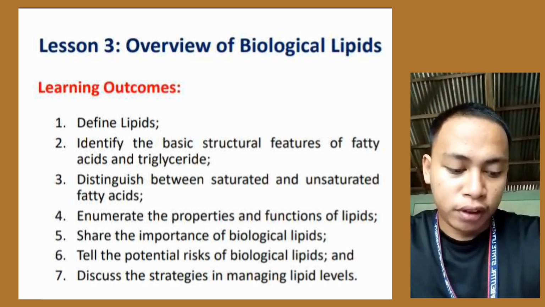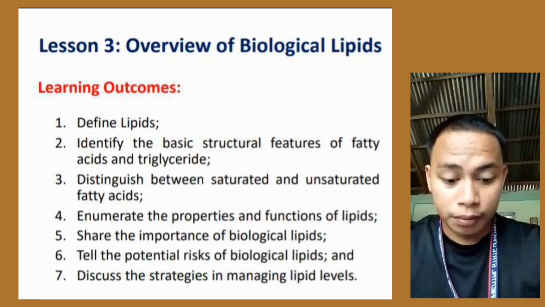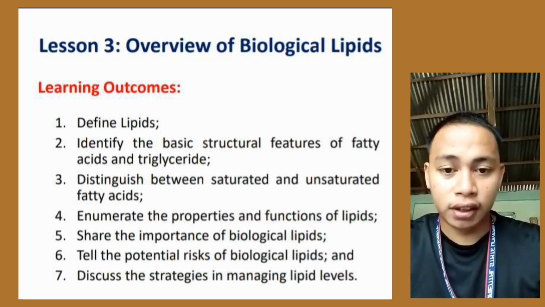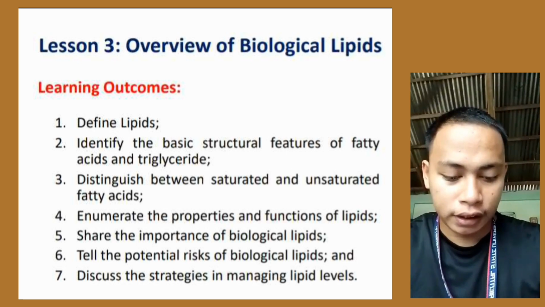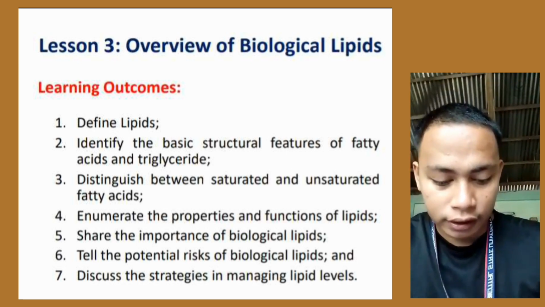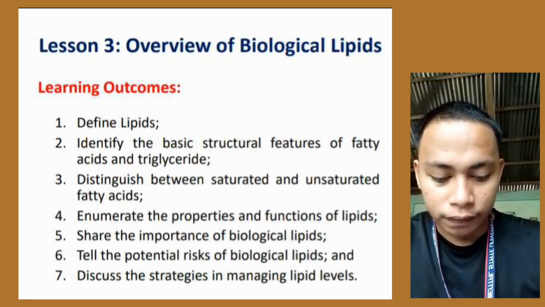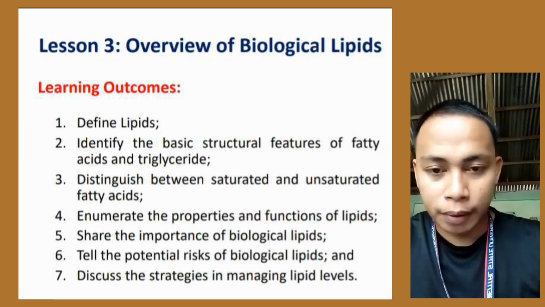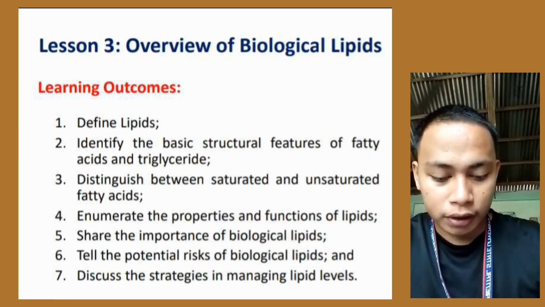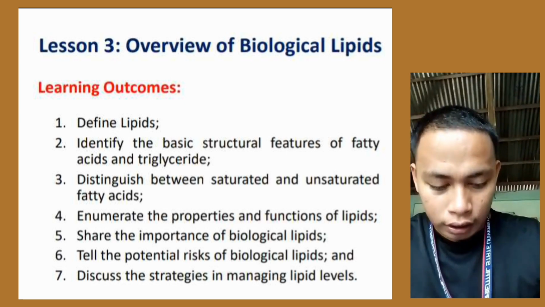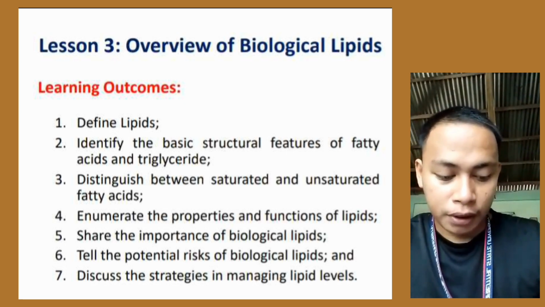Lesson 3, Overview of Biological Lipids. Learning outcomes. Number 1, define lipids. 2, identify the basic structural features of fatty acid and triacylglycerol. Third, distinguish between saturated and unsaturated fatty acids. 4, enumerate the properties and functions of lipids. 5, share the importance of biological lipids. Number 6, tell the potential risks of biological lipids and discuss the strategies and management of lipid levels.